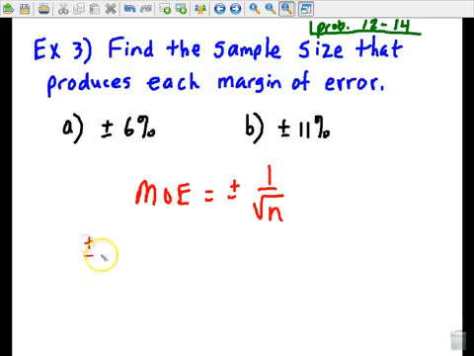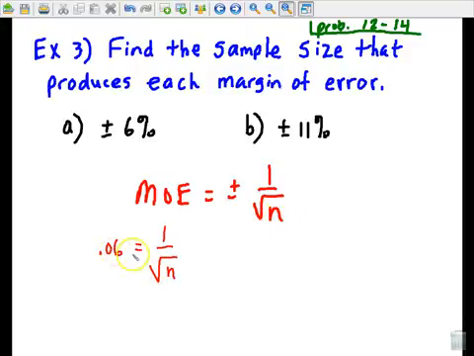Okay, plus minus 6%. And I'm solving for n. Well, really, sample size is not going to be a negative number. We're not talking about a negative number of people. So if you want to, you can just think of this as a positive number. When you're solving for a sample size, you're always finding a positive number.